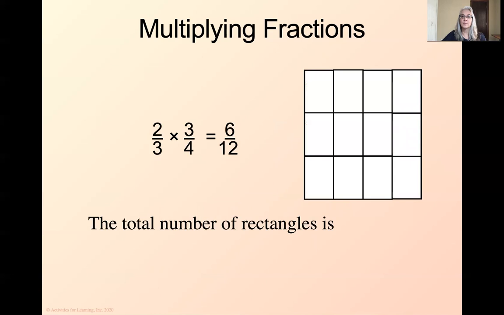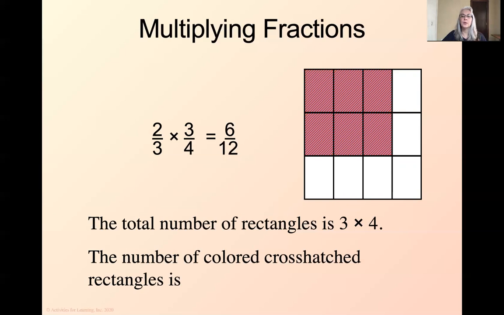How did we figure this out? The total number of rectangles is 3 times 4, which is what I have right here on the denominators of my fractions. The total number of colored crosshatch rectangles is 2 times 3, which of course is the top part, the numerators of my fractions. I multiply them together. That's why the rule works to multiply them across. You can see it with this experience.